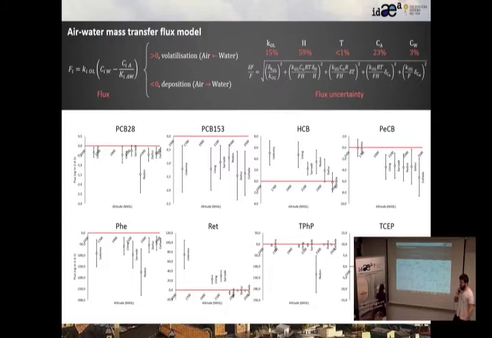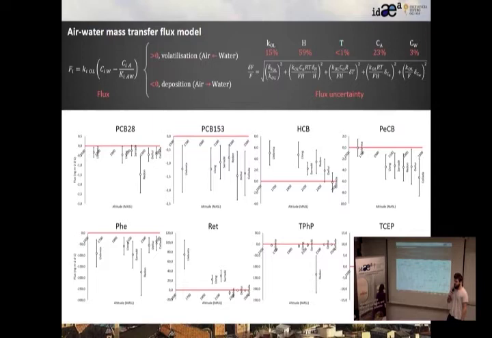Some others, like most locations for triphenyl phosphate, seem to be around equilibrium. And then some other cases, for example, hexachlorobenzene in the middle, which seems to indicate volatilization fluxes for some locations. This can have several explanations.